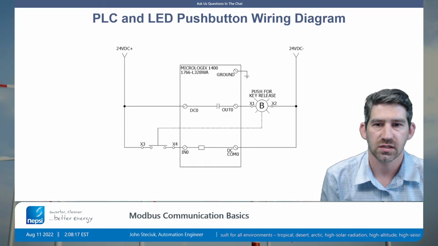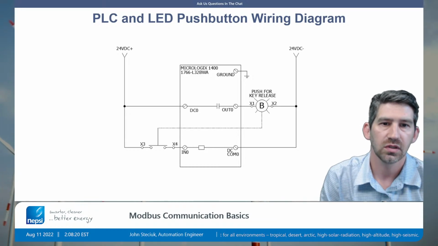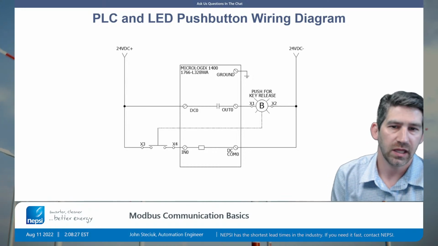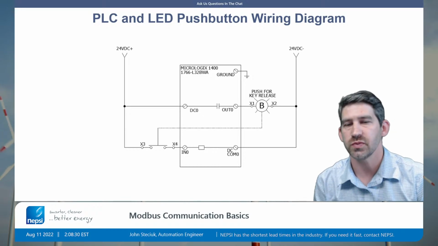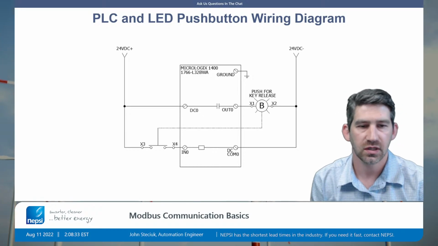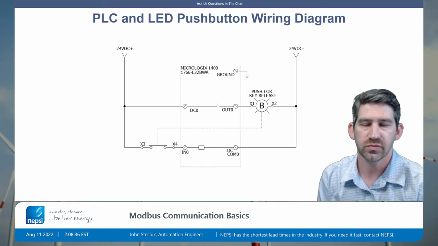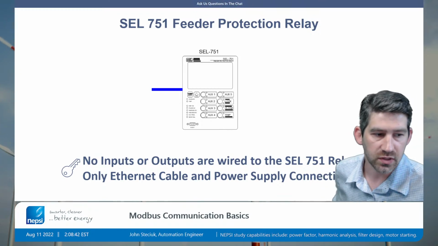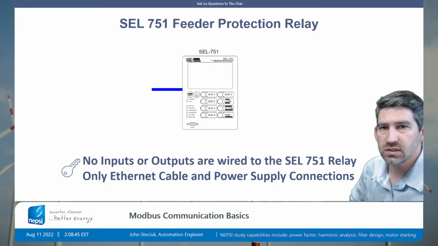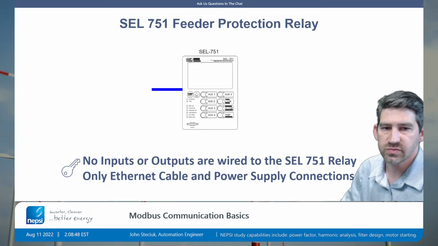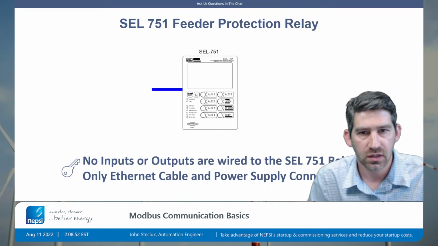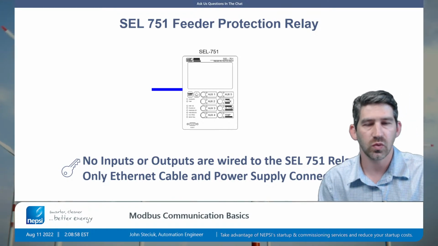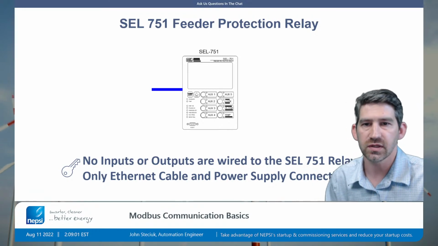So the PLC has one input wired to it and one output. The output is the blue LED of the push button, and the input is the contact from that push button. So when the push button is engaged, then the contact status will change and let the PLC know. The SEL 751 has no inputs or outputs wired to it. It's strictly connected by Ethernet. The only other connection is power. So the point here is that we want to show that we can transmit data without using wired connections aside from the Ethernet cable.